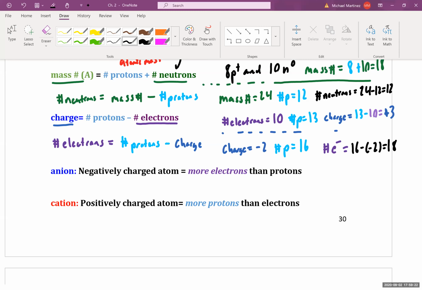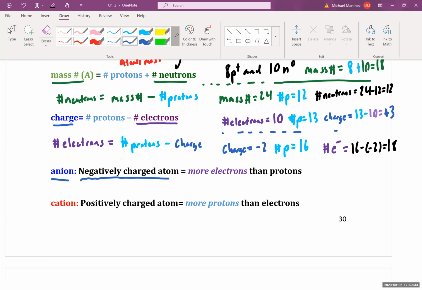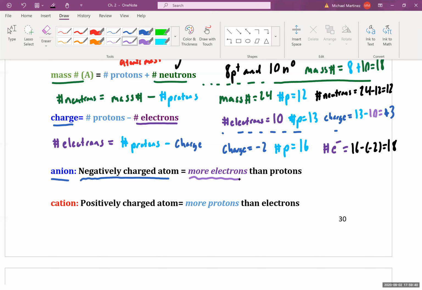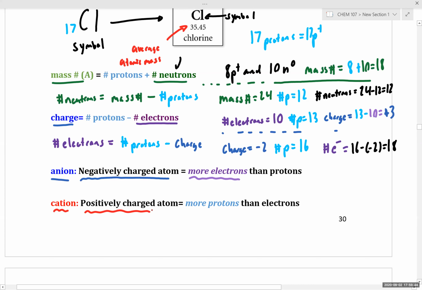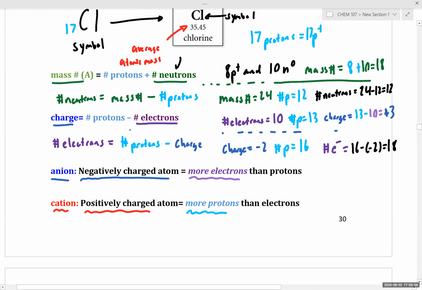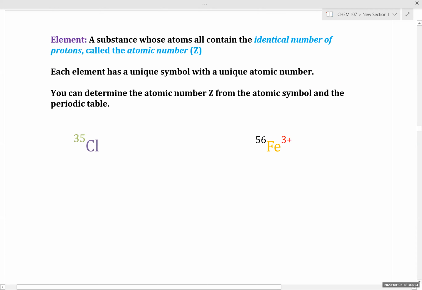Just as a review to flesh out our definition of anion, an anion in this case refers to a negatively charged atom. More specifically, it is an atom where we have more electrons than protons. A cation is a positively charged atom, which in turn has more protons than electrons. Does this make sense to everyone so far? Perfect. So let's do some examples and unpack each of these terms more carefully.